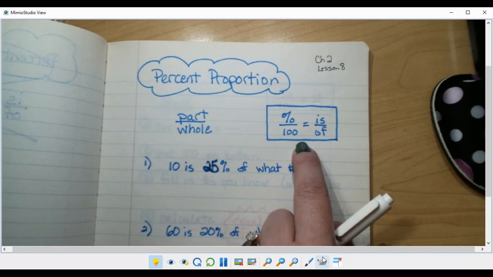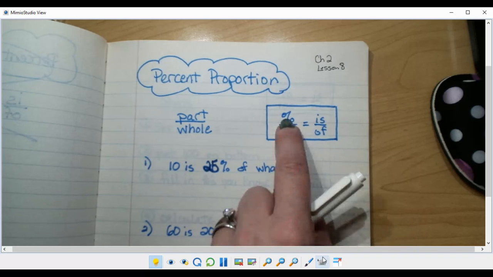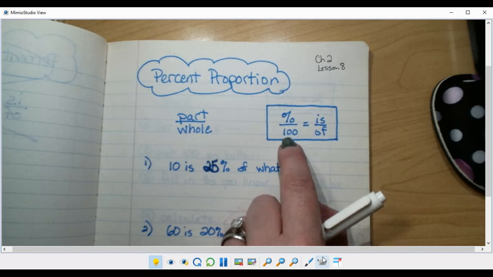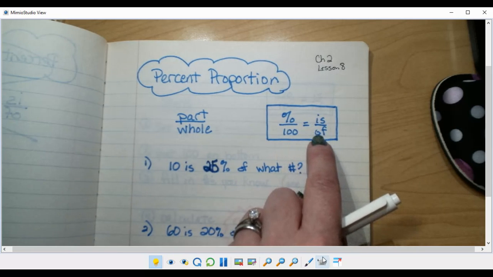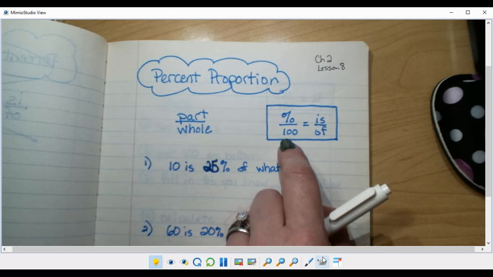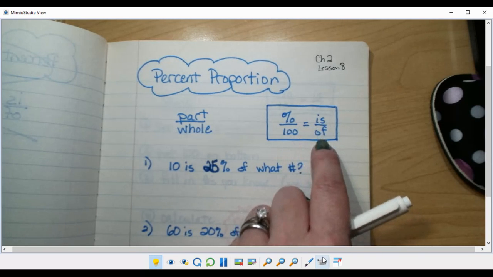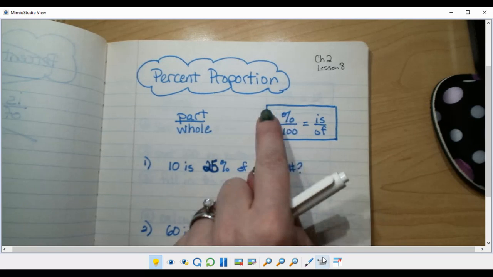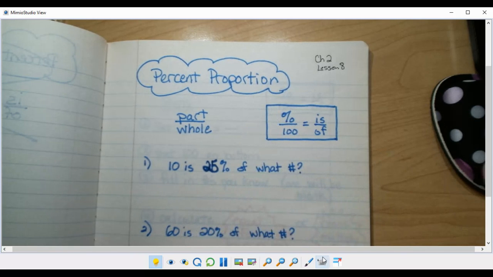So you might need to walk around and chant this to yourself about 100 times. Your parents and your family and your dog will probably look at you like you've lost your mind. It's okay. Keep going. We do this all the time. So it goes percent over 100 equals is over of. Percent over 100 equals is over of. One more time. Percent over 100 equals is over of. That will never change. The only thing I can say, sometimes the 7th grade book flips them so that is over of comes first. It's okay to do it this way.